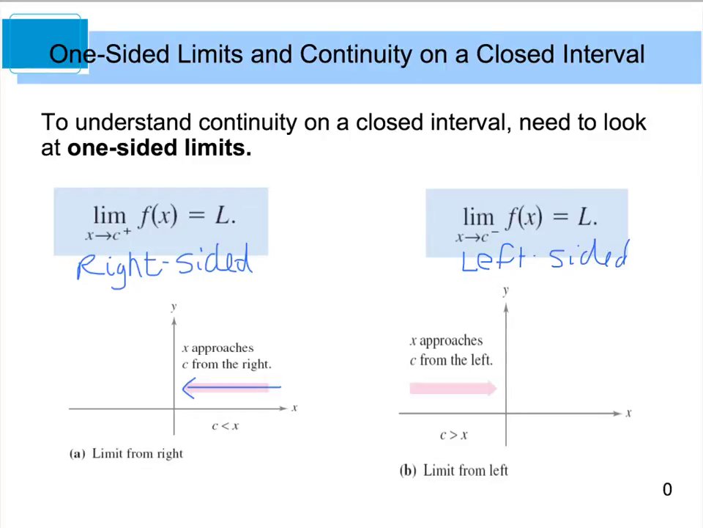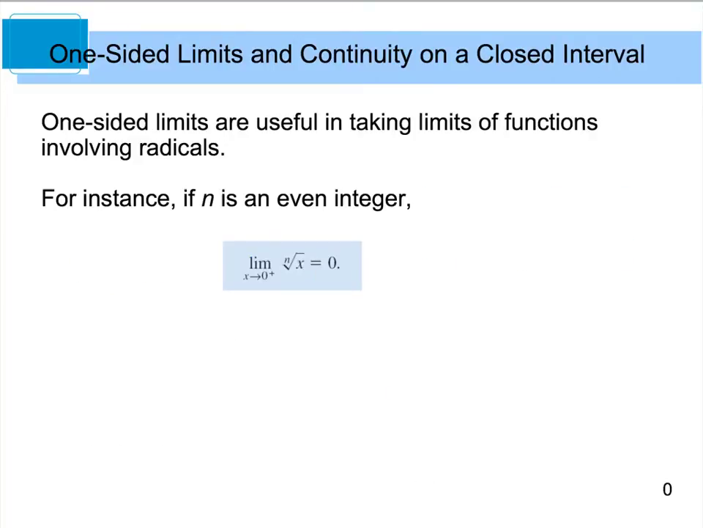So I'm looking to see what my y values are doing as x is approaching that c value from the left. And sometimes one-sided limits are useful for taking limits of functions that involve radicals, as in this case right here.